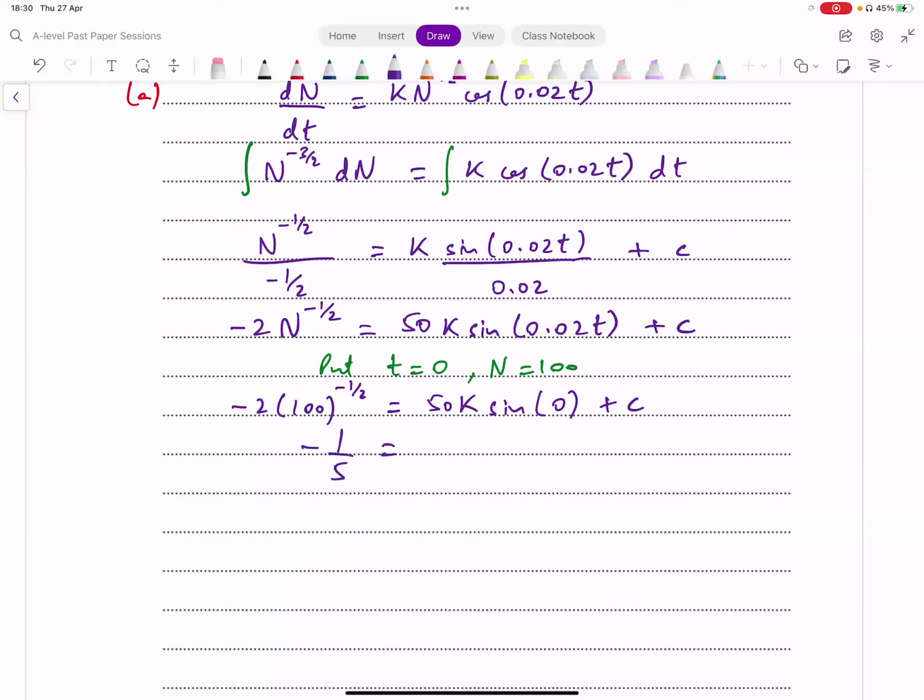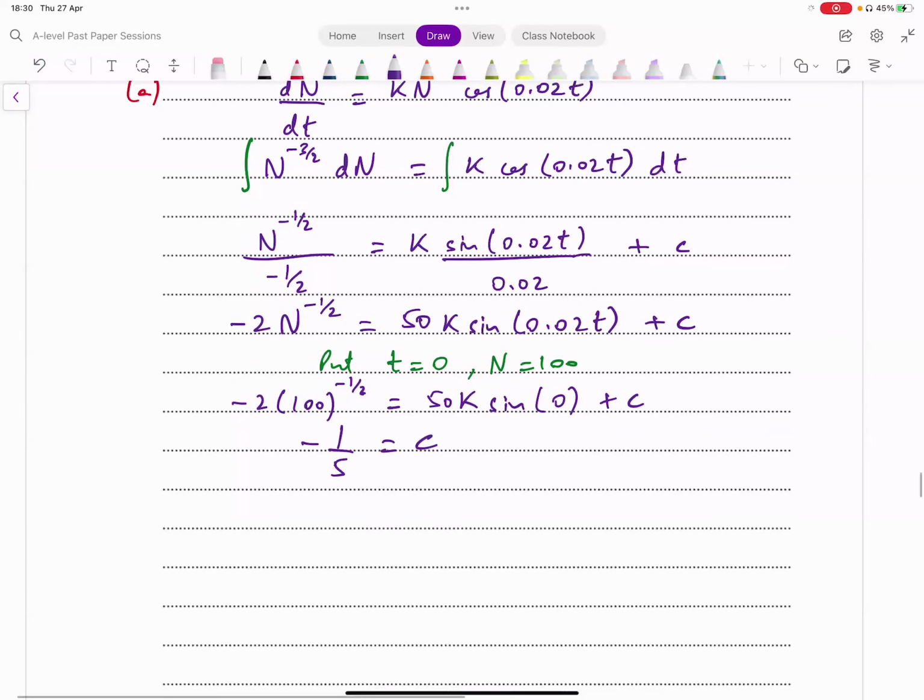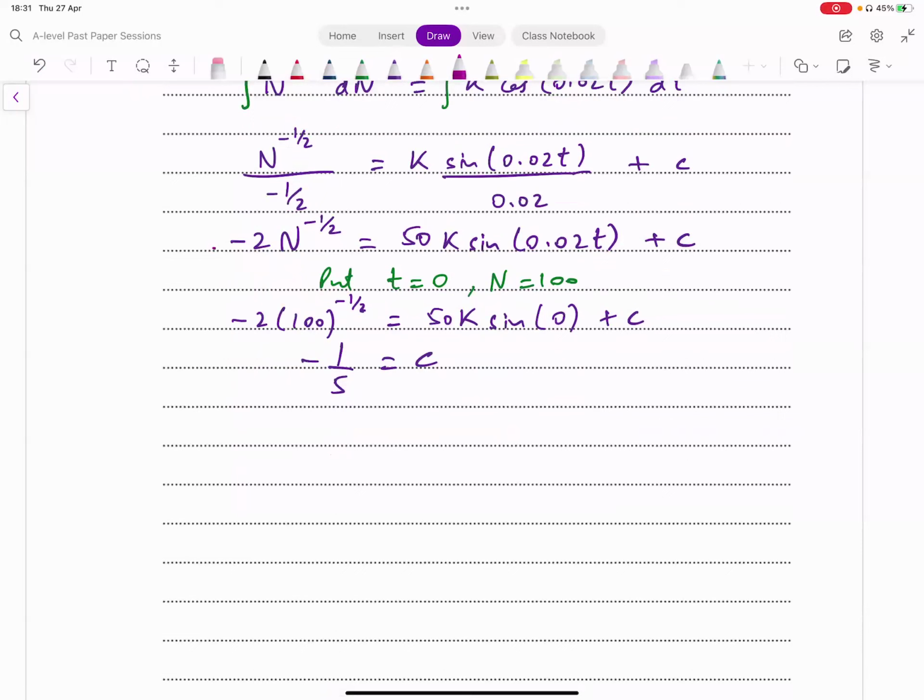On the left side, this term becomes 0 because sine 0 0 होता है. ये पूरी term 0 हो जाएगी. C की value आपके पास -1/5 आ गई. And now this equation turns out to be -2n raised to power -1/2 equals 50k into sine of 0.02t plus c की जगह आप लिख देंगे -1/5. That's the equation that we end up getting from this.